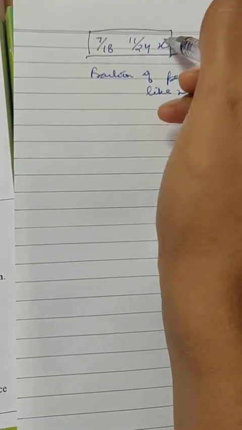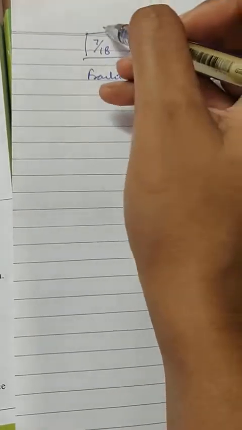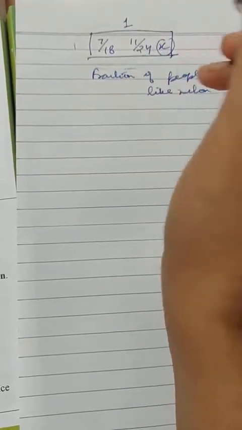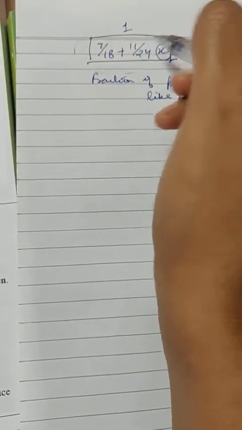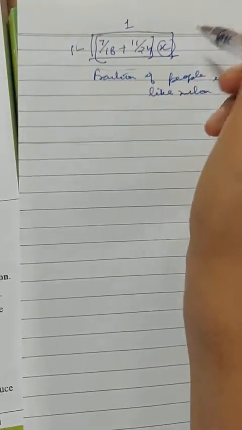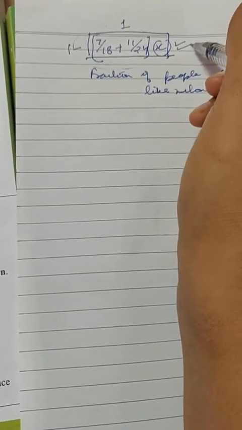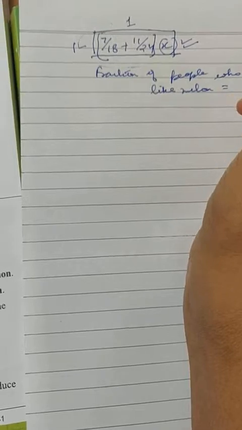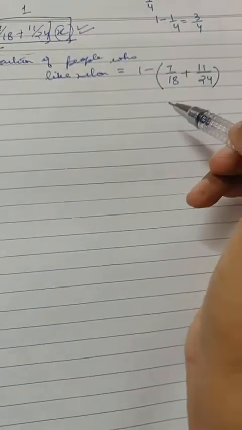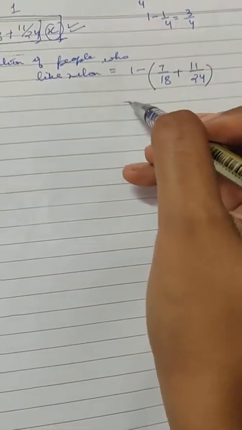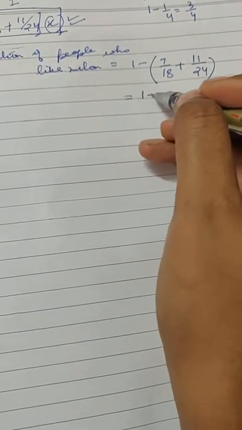So if I have to find out this, we know that the whole is how much? Whole is 1. So if we add these two parts and subtract from 1, I will be able to get the third part. So the same thing I have done. I will be adding these two and subtracting from 1 to get the remaining part.